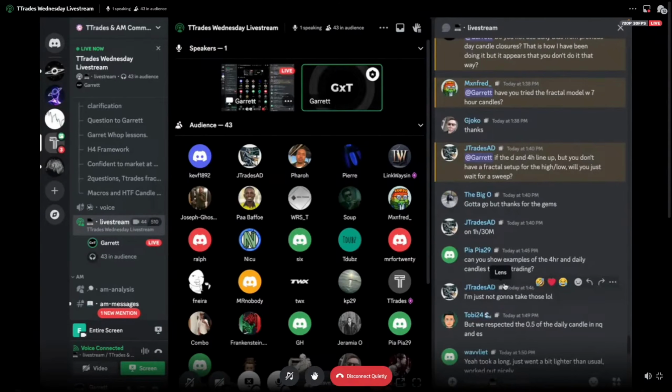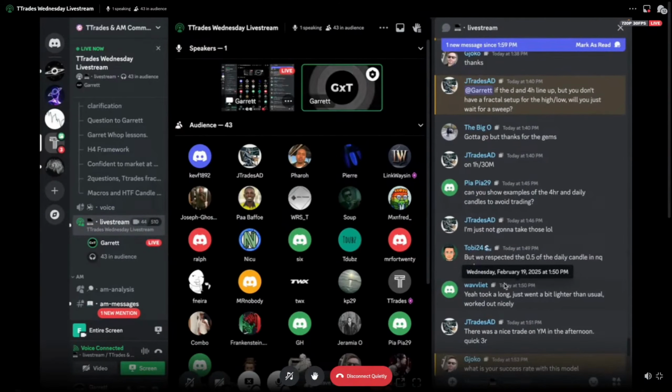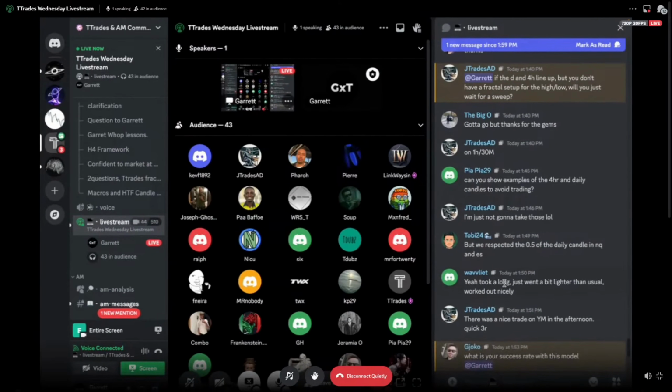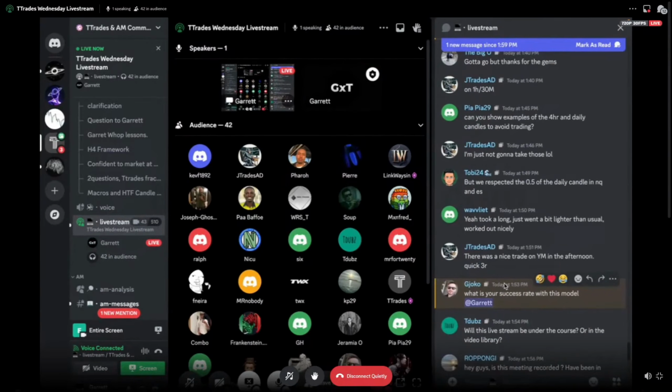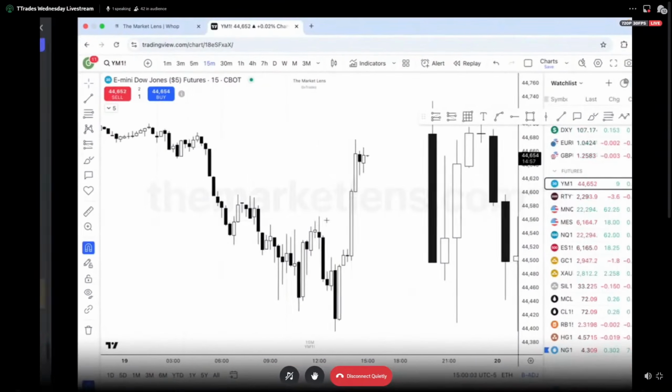But if those are all the questions, guys, I'll probably wrap it up here. With respect to the 0.5, yeah, the 0.5 EQs of candles and stuff like that, it's all the same as a fractal model.